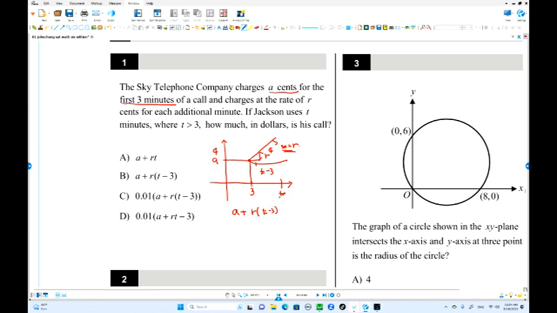That is in cents. But there's a little trick, okay? We need to express it in dollars. So this is cents divided by 100, or times 0.01, right? That is in dollars, okay? Oh, choice C is the answer, okay?